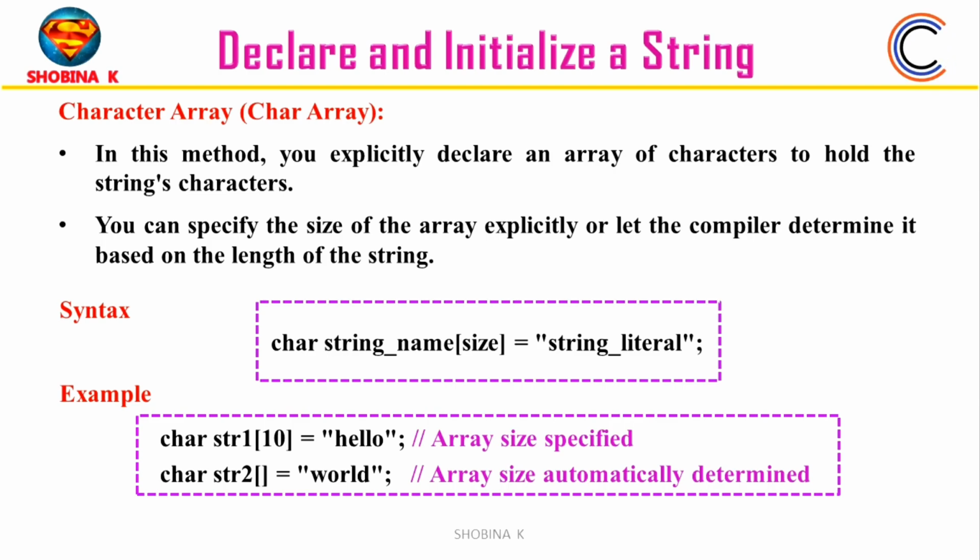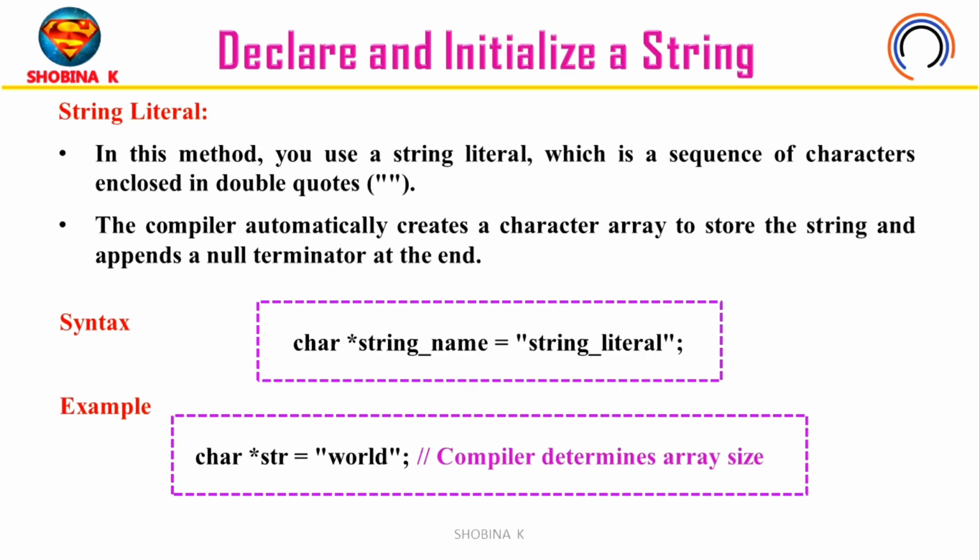And I have already explained this. Now let's see the next method. In this method, we use a string literal, which is a sequence of characters enclosed in double quotes. Here the compiler automatically creates a character array to store the string and appends the null terminator at the end.